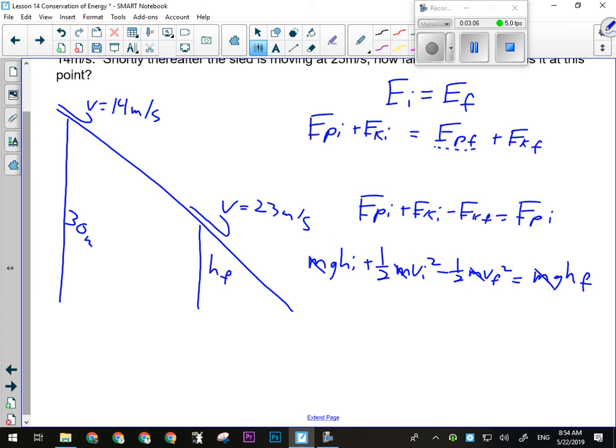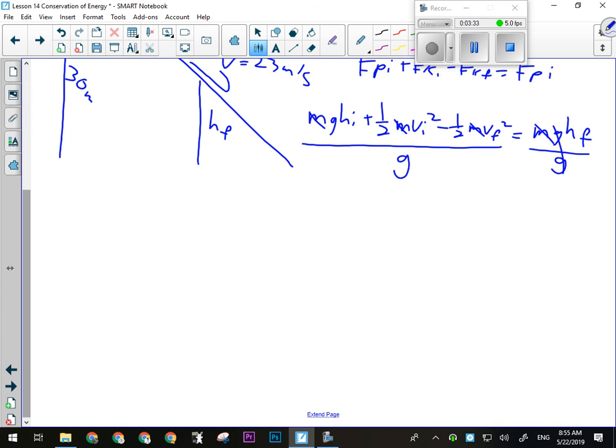I want hf by itself. What do I have to do with g? Right, divide it over to the other side, because right now I'm multiplying. My rules of algebra say if you want to move something, do the opposite. All right, so there's my formula. I'm now solving for hf. Okay, I've essentially got my initial potential plus my initial kinetic minus my final kinetic, divided by g, gives me my final height.